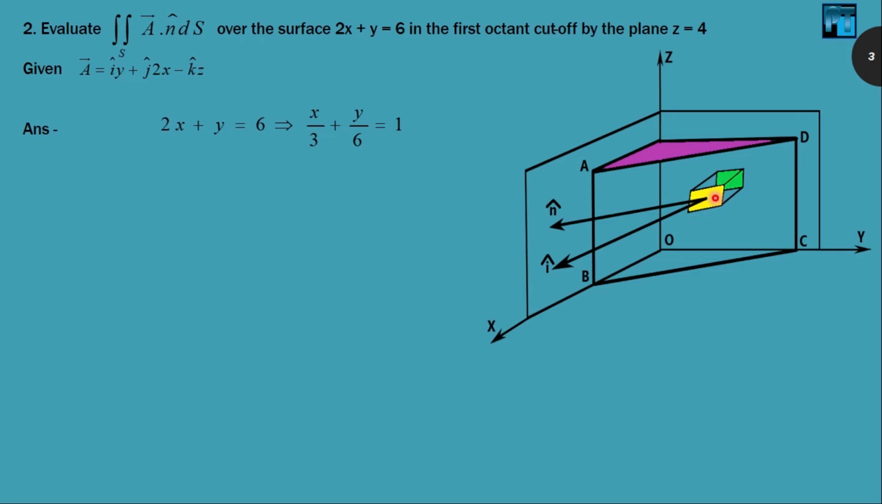Can be on the yz plane, on the xz plane. Okay, so you have to choose which projection you are with. Now why I am telling about the projection, because this is the projection.